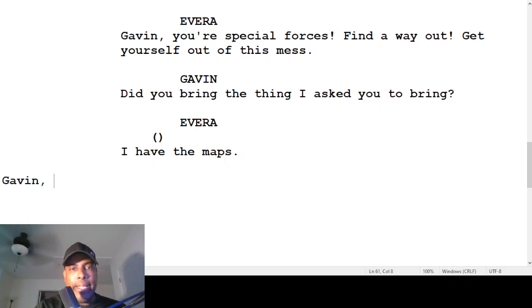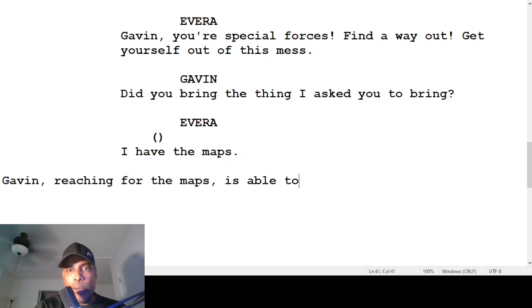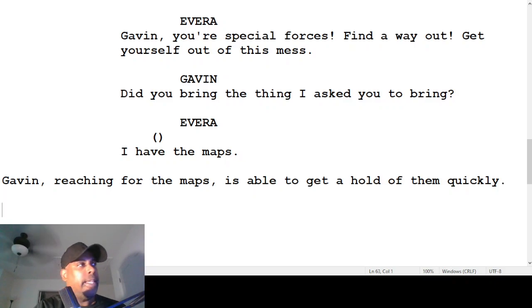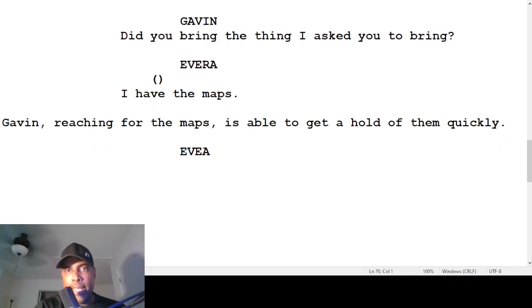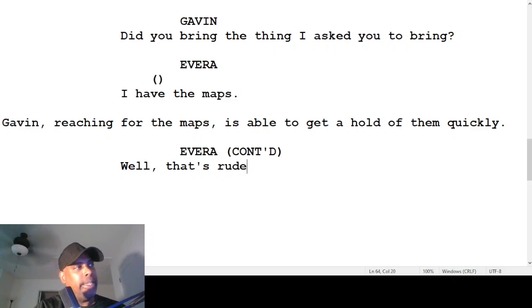Gavin reaching for the maps is able to get a hold of them quickly. Vera. Okay. Continue. So we talked about continued, right, before? Okay. Gavin.